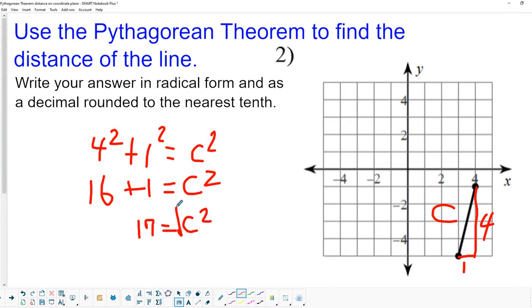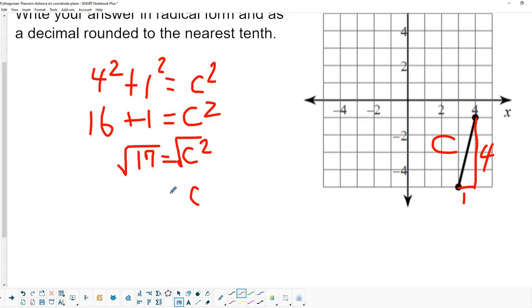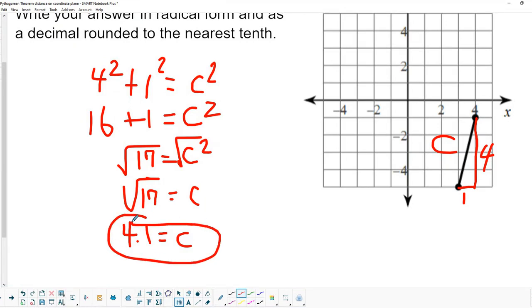And then to find c by itself, I do a square root of each side. So c equals the square root of 17. That's my radical version of the answer. And then when I do the square root of it, I do the 17 square root, and I get 4.1 when I round it to the nearest tenth. So 4.1 is my answer when I round it to the nearest tenth, and the square root of 17 is my radical form of the answer.